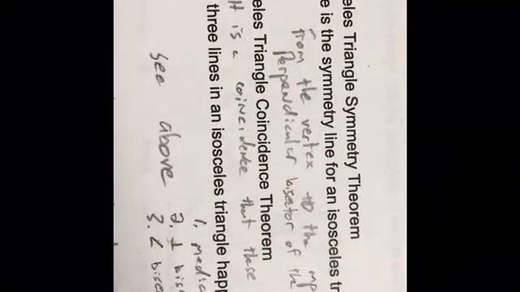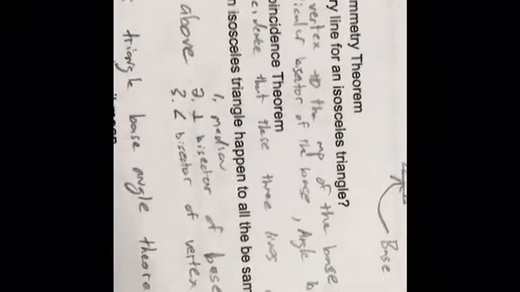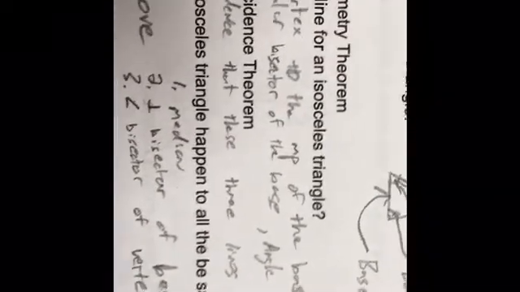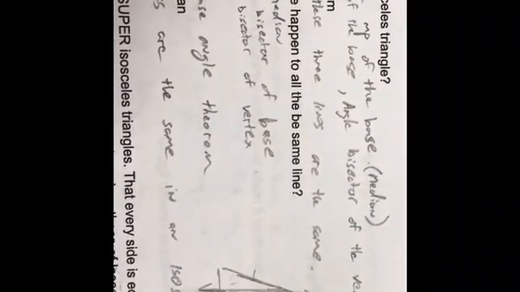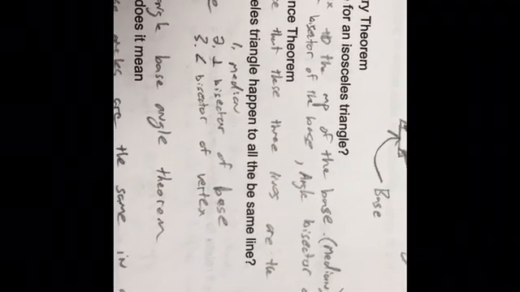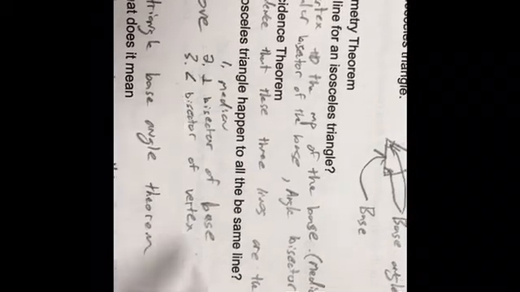This leads us to the isosceles triangle coincidence theorem. So there's a coincidence that these three lines are the same. The median, which I can describe as the line from the vertex to the midpoint of the opposite side, in this case the base, that's one line. Another line is the perpendicular bisector of the base. Lo and behold, that's the same thing. And our third line is the perpendicular bisector of the vertex angle, which lo and behold is the same line.